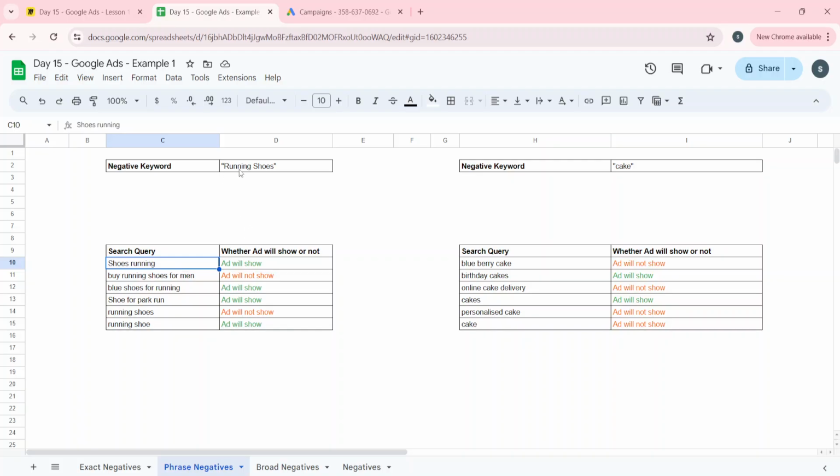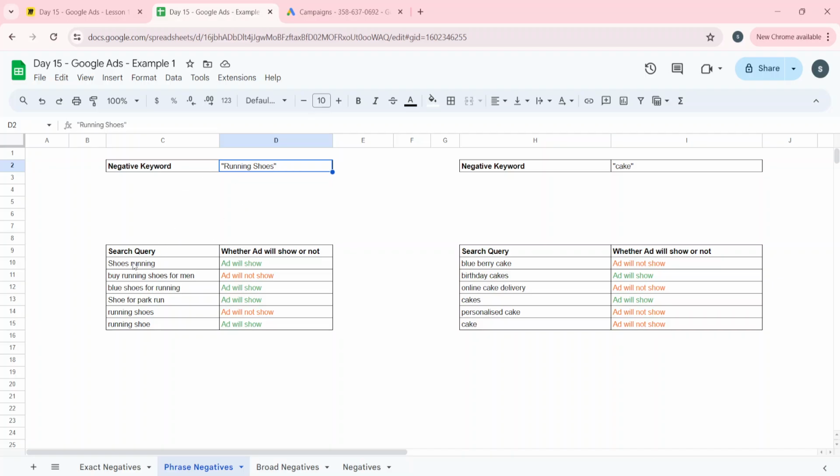Okay, so that means here it is running shoes, right? In the previous lesson, in exact negatives, we discussed that running shoes should exactly match. But here, if you add these words in phrase match negatives, what will happen? This running shoes should be present in the same order, but it will be considered even if there are any extra words in front of or after this term. Okay, you are getting me right.